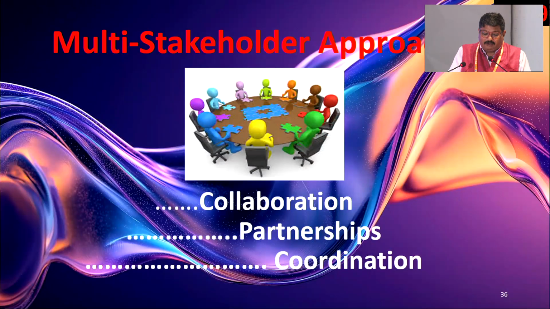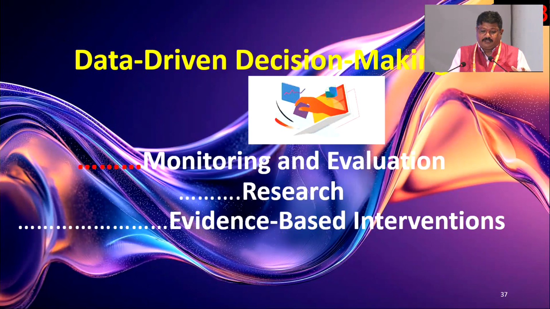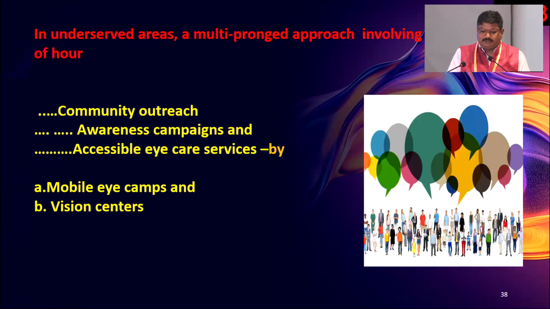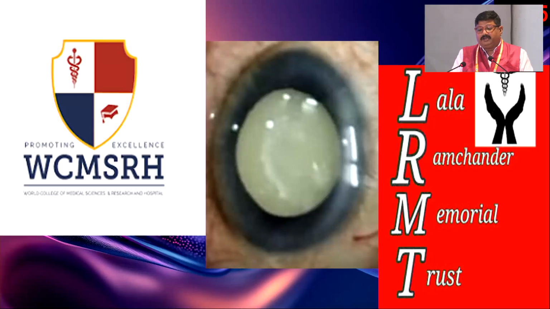So multi-stakeholder efforts have to be collaborative, partnership-based, and coordinated. All these things are fed into the data, that is, we monitor and evaluate, then we do research on this, and again based on the research we do the interventions. So it has to be community outreach, awareness campaigns, and accessible eye care services. Thank you very much.